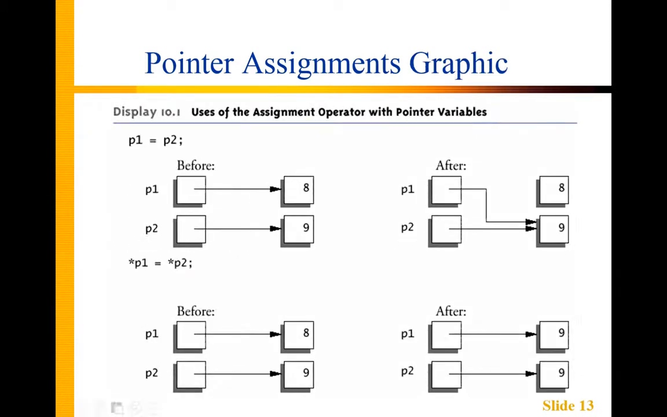So here's an example. Here we've got P1 equals P2. So before, we're basically assigning 8 into whatever P1 is pointing to and 9 to whatever P2 is pointing to. This is what we already covered. Whatever P2 is pointing to is 9. I want to assign 9 into whatever P1 is pointing to. So you can actually have two pointers point to one single element. There is a slight difference between that, and you generally appreciate that when you get to other data structures like linked lists and so on.